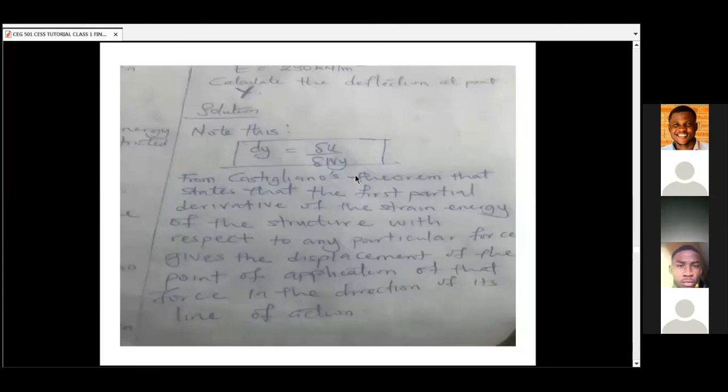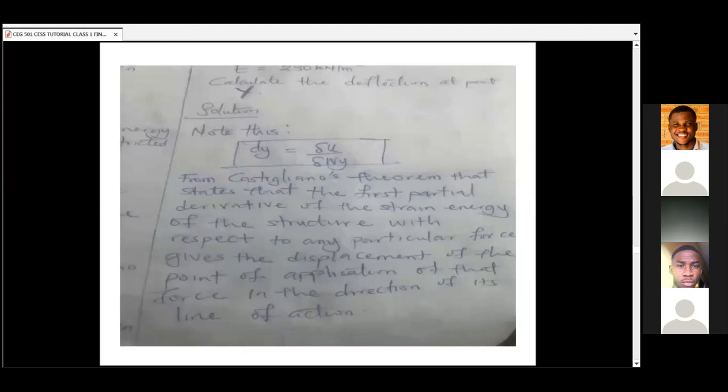So the interpretation of all that. Your English, you have to simplify it again. Simplify the one you just said. It's still complex. Wait, which one? The explanation I just gave for this dU. Okay, I am saying, now, this is the theorem. I wrote the theorem again on the screen. The theorem states that the first partial derivative of the strain energy of the structure with respect to any particular force gives the displacement of the point of application of this force in the direction of the line. All those ones, they're just English. I don't think they will ever ask us to state it in an exam.